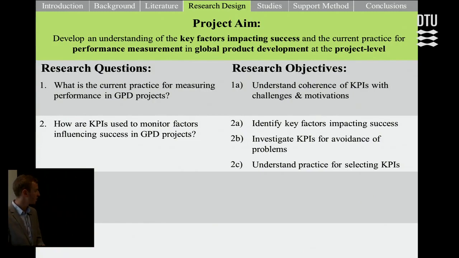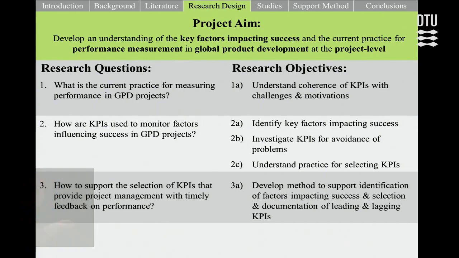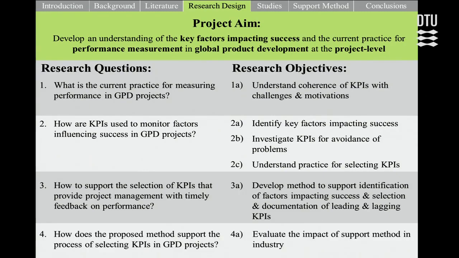So here we wanted to identify the key factors impacting success at the project level and investigate KPIs for the avoidance of problems, so how the KPIs are used in GPD projects, and also to develop an understanding of the practice for selecting KPIs. And then based on this, we wanted to look at how to develop a support method to support the selection of KPIs and provide project management with information and feedback on performance. The main objective here was to develop a method to support the identification of these key factors and then the selection and documentation of KPIs. And finally, we wanted to look at how the proposed support method supported the process of selecting KPIs, and then to evaluate this support method in industry.